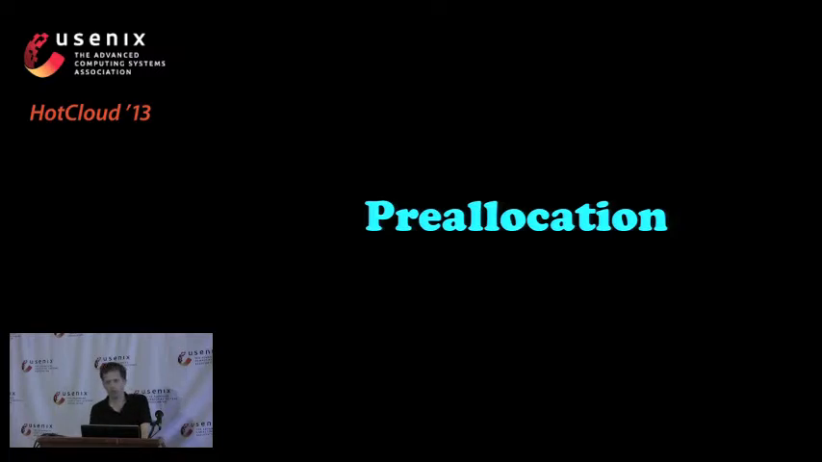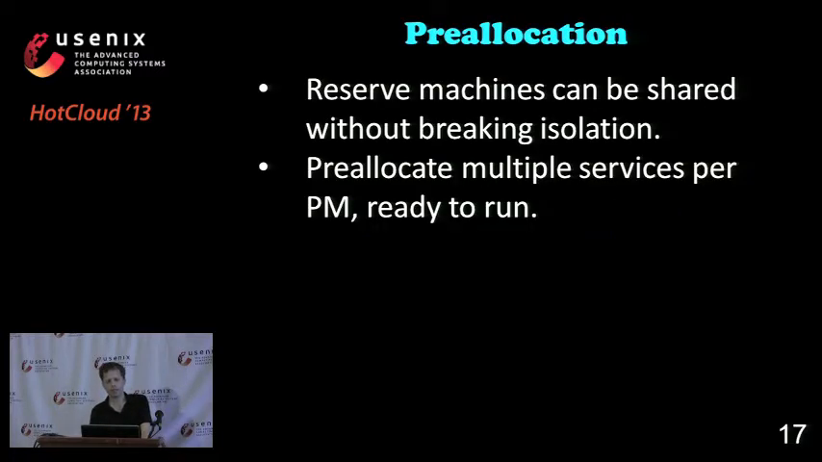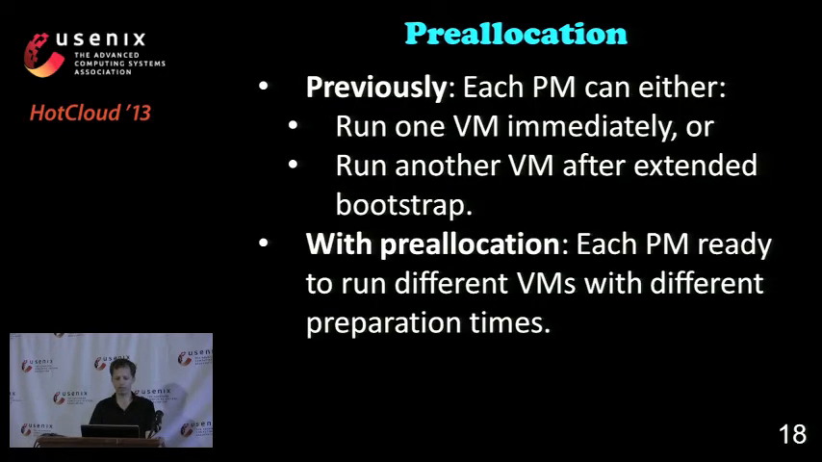So what do we do with preallocation? We say that we can share these reserve machines. Because when you share a reserve machine, there is no issue of breaking the isolation. They're just sitting there, not doing anything concurrently. No problem. So we pre-allocate. We allocate multiple services on every physical machine, but at a single time, they only run a single virtual machine.